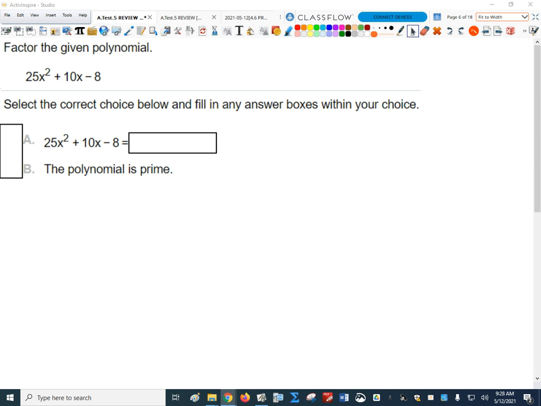Okay, so what are the steps of slip and slide here? Step one, we're going to slip the 25 over and multiply by the -8. So that's going to give me x squared plus 10x minus 200.